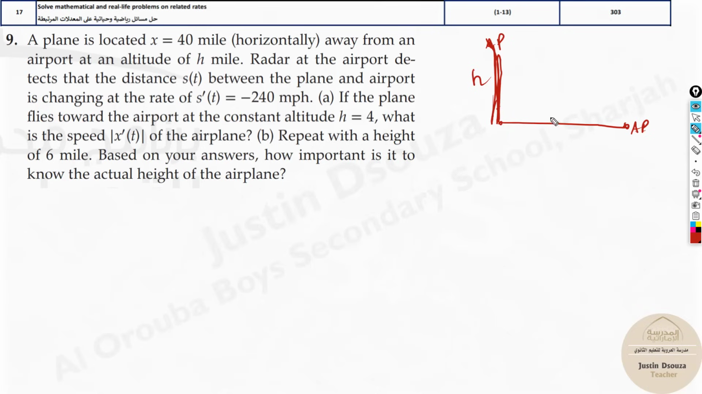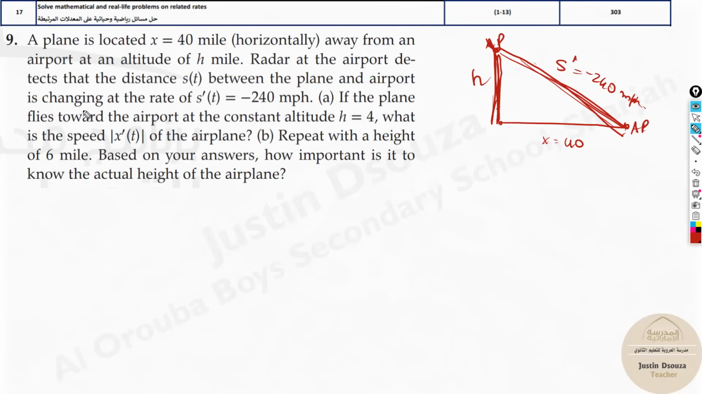This is the plane, which is 40 horizontal miles away. Horizontally, x is equal to 40. Now, a radar at the airport detects that the distance s of t between the plane and the airport is changing at the rate of minus 240 miles per hour. So the rate of change of this distance from the plane to the airport, s dash, is given as minus 240 miles per hour.